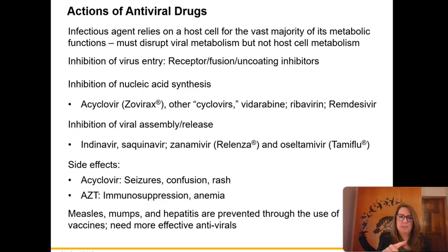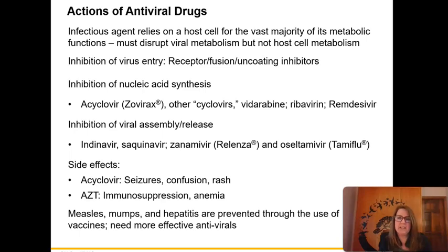There's inhibition of nucleic acid synthesis. This makes a lot of sense, because if they are trying to use your host cell machinery to make DNA and RNA, then we can block that. And then the last way is the inhibition of viral assembly or release. So we're thinking about the virus life cycle and figuring out where in the life cycle we can actually stop the ability of that virus to replicate.